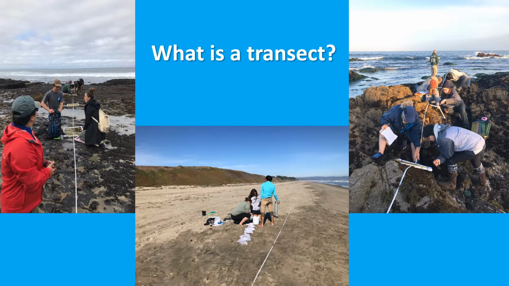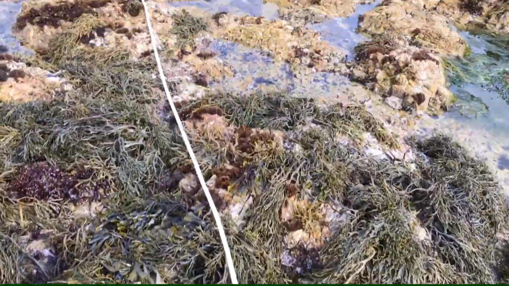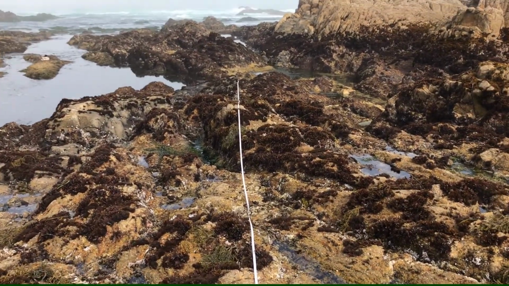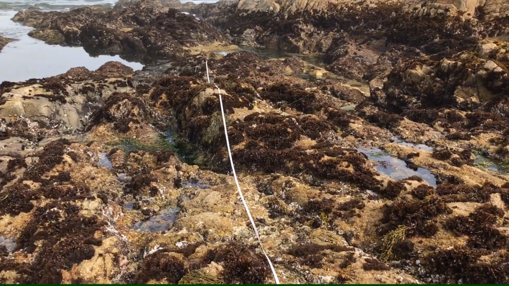What is a transect? A transect is a line of study with a defined length. Scientists will count species along this line at given intervals. Transects are commonly used to measure biodiversity, distribution, and population abundances of plant and animal communities.